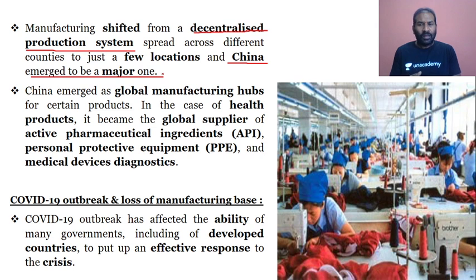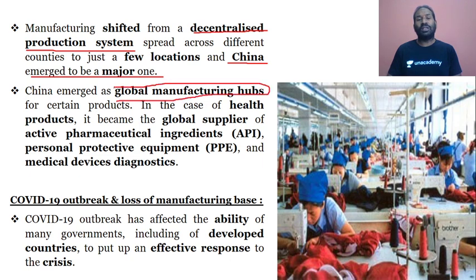Even though the topic we are discussing is that there are faults in economic liberalization, to a larger extent the faults were not with China, but with various other Asian countries or various other developing countries, wherein the production base has been shifted from the developed countries towards the developing or underdeveloped countries. China has emerged as a global manufacturing hub.